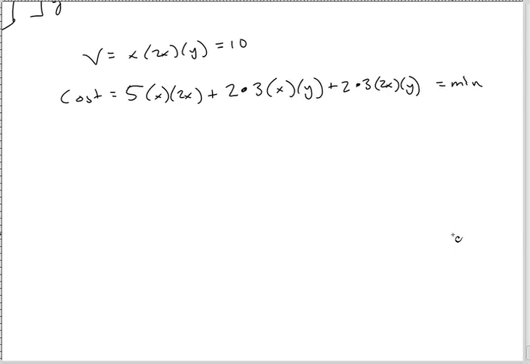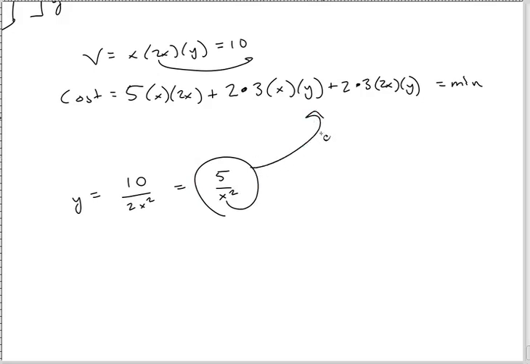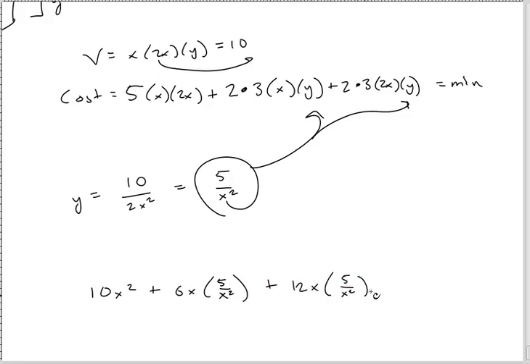I'm going to solve for y by taking these and moving it over. So y is equal to 10 over 2x squared, 5 over x squared. That's not very friendly, but it is going to be enough to go ahead and plug in. So I got 10x squared plus 6x times the 5 over x squared. And then I got 6 times 2 is 12 x, again, times the 5 over x squared.